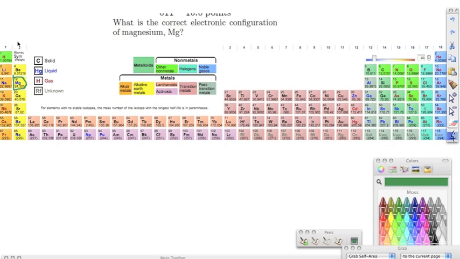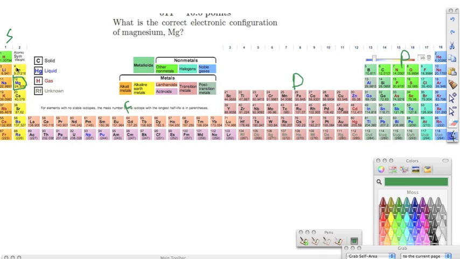Remember that we have our S block over here, we have our F block right here, we have our D block right there, and we have our P block right there. Okay, so all we need to do is just start counting. Remember that the S block follows the rows, so this is 1, 2, 3, 4, 5, 6, 7, and so does the P block.